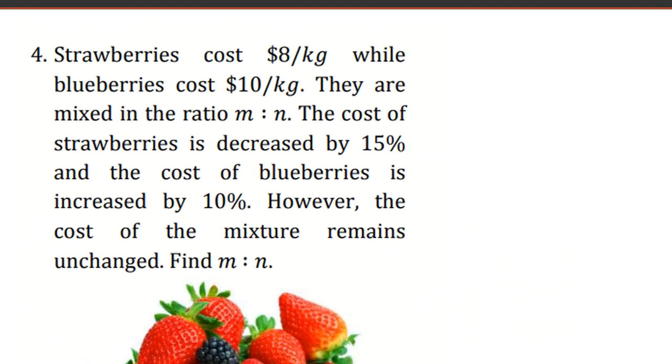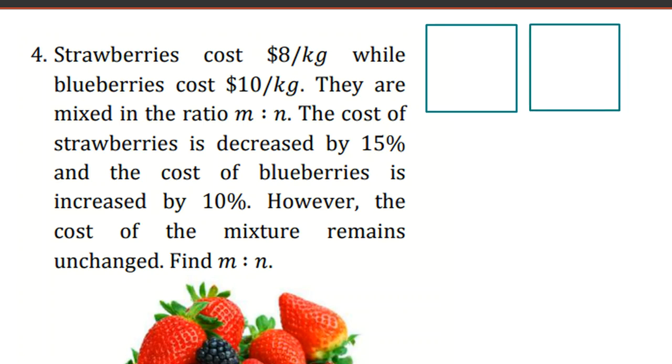Now, let's solve this problem. It says strawberries cost $8 per kilogram, while blueberries cost $10, and they are mixed in ratio m over n. The cost of strawberries is decreased by 15%, and the cost of blueberries is increased by 10%. However, the cost of the mixture remains unchanged. Find m over n. So here I consider two boxes. The mixture at first: we have 8m, the price for the first one, and 10n.